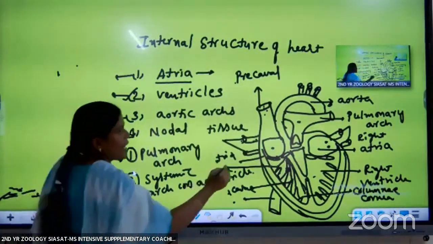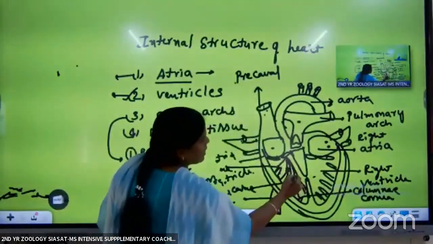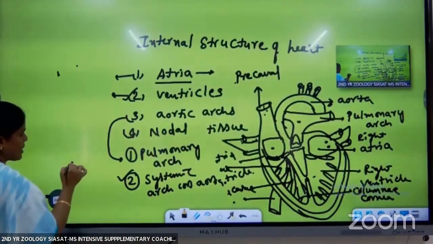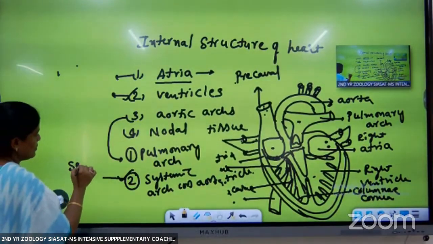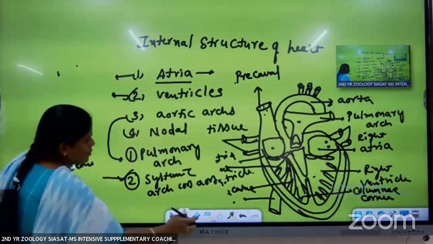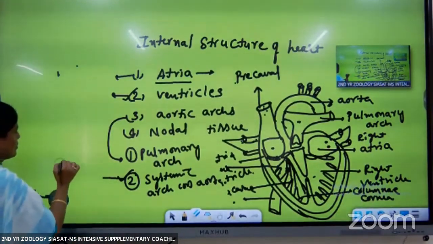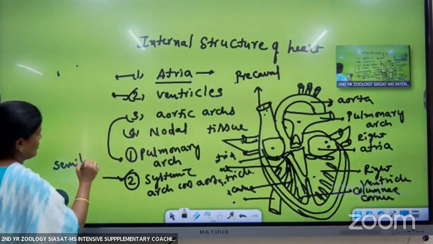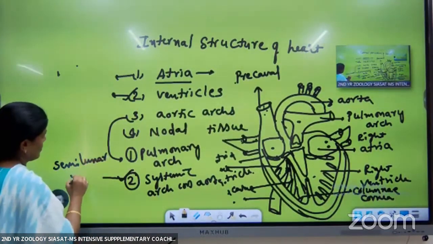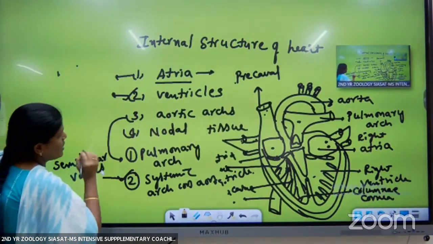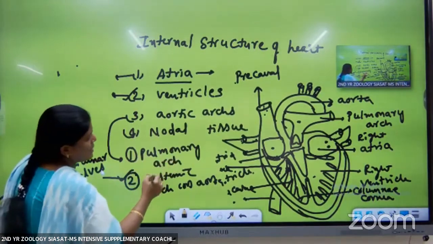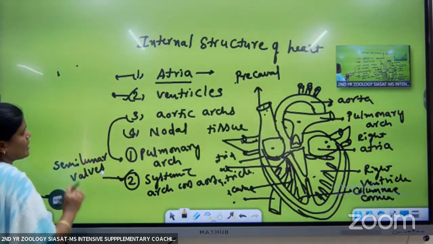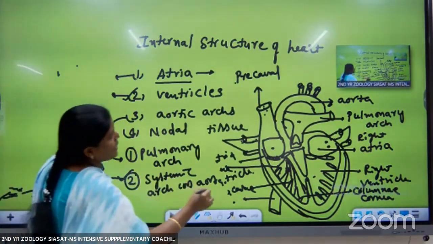Both the pulmonary arch and the systemic arch have valves present. These valves are called the semilunar valves. Both the pulmonary arch and the systemic arch are protected by the semilunar valves. Clear?